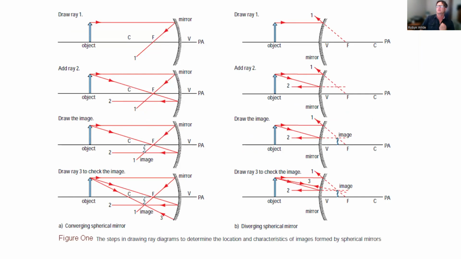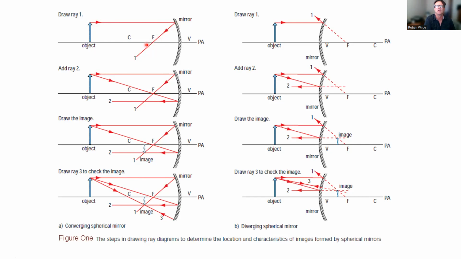Now, one of the things that we will have to do is try to figure out where the image is. To do this, we do something that's called ray tracing, or making a ray diagram. And we need at least a couple of rays to do this. So let's look here on the left side. This is going to be for our converging spherical mirror, or concave, right? It converges the light to the focal point. So we can start with our parallel ray. It's going to come from the top of the object, hit the mirror, and then go through the focal point.